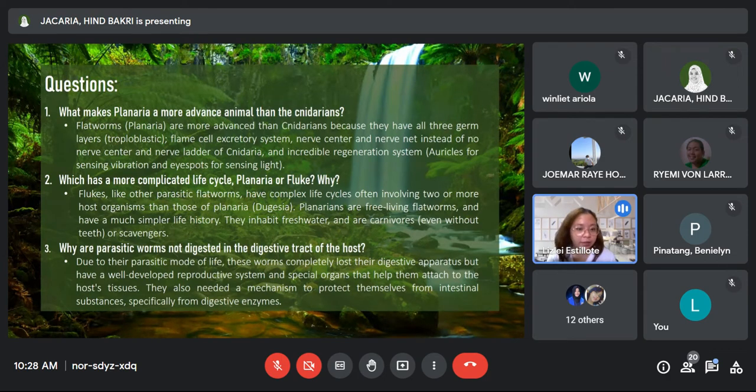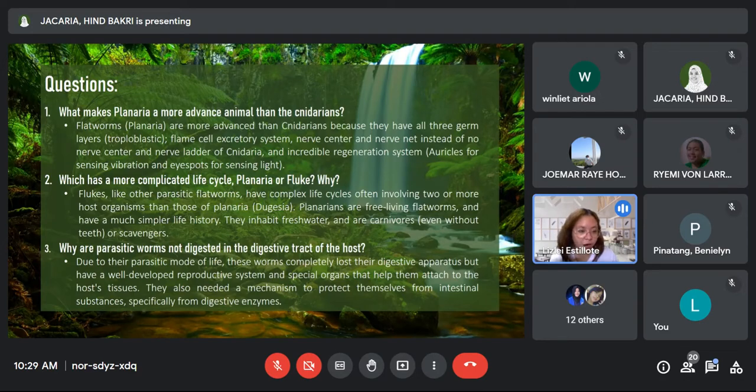Which has a more complicated life cycle, planaria or fluke? Why? Flukes, like other parasitic flatworms, have complex life cycles, often involving two or more host organisms, than those of planaria or Dugesia. Planarians are free-living flatworms and have a much simpler life history, and they inhabit freshwater and are also carnivores or scavengers, even without teeth.